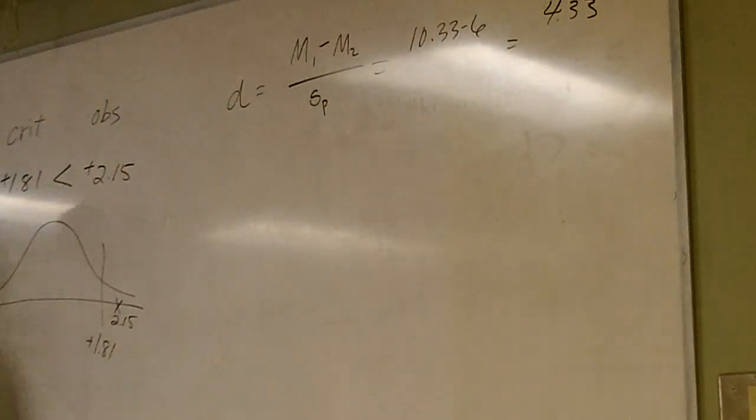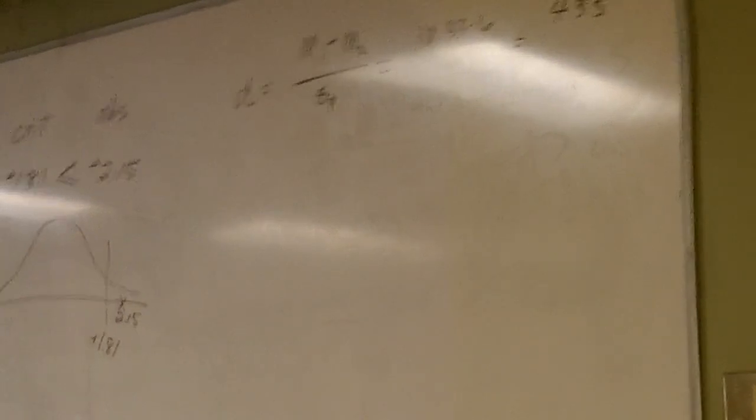Now we need a standard deviation. The question is, what standard deviation do we use? You'll recall that standard deviation is the square root of variance. We only have one variance that we're using with our t observed, and that is our pooled sample variance.